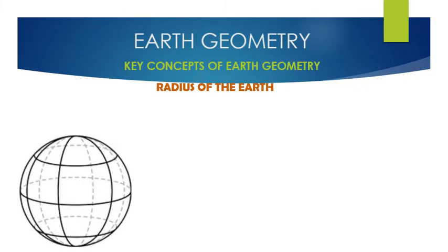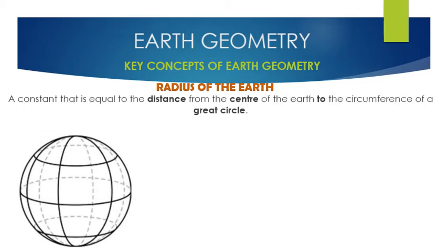With that said and done, we move to another principle which is very important also. This concept is about the radius of the earth. Under earth geometry, you hear many times the radius of the earth being referred to. What is it? Well, the radius of the earth is just a constant that is equal to the distance from the center of the earth to the circumference of a great circle. There's been a lot of words involved here, but first we're going to target what the word great circle means. What is a great circle?